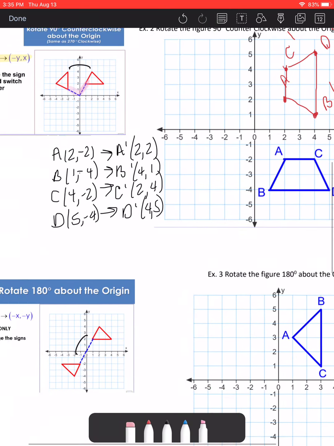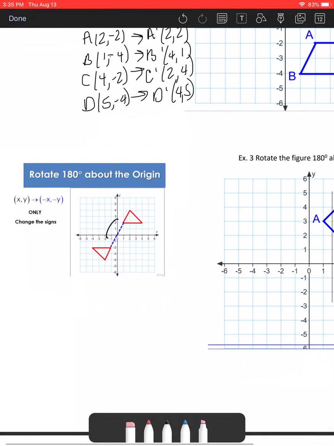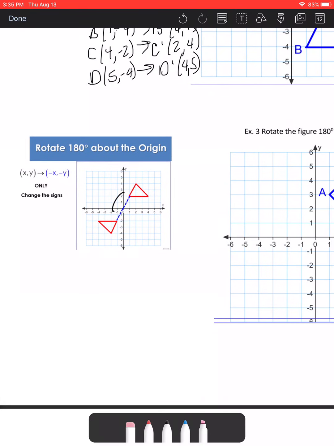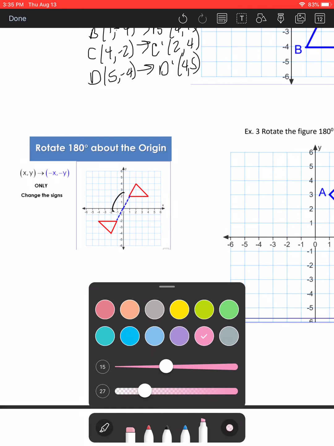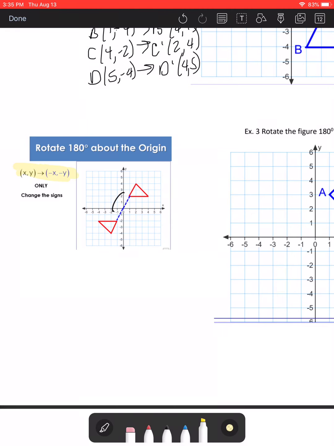All right, so let's look at our last example. With this example, we want to talk about our last little rule here. If we would like to rotate a figure 180 degrees about the origin, notice I don't tell you clockwise or counterclockwise, and there's a reason for that, because it doesn't matter. If we are rotating 180 degrees, it's going to end up in the same spot whether we rotate it clockwise or counterclockwise.